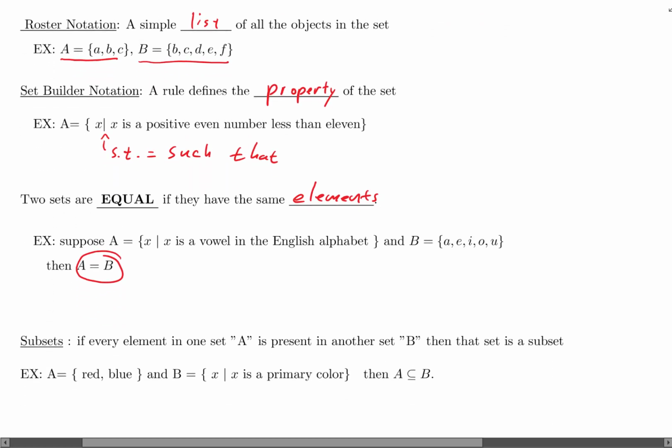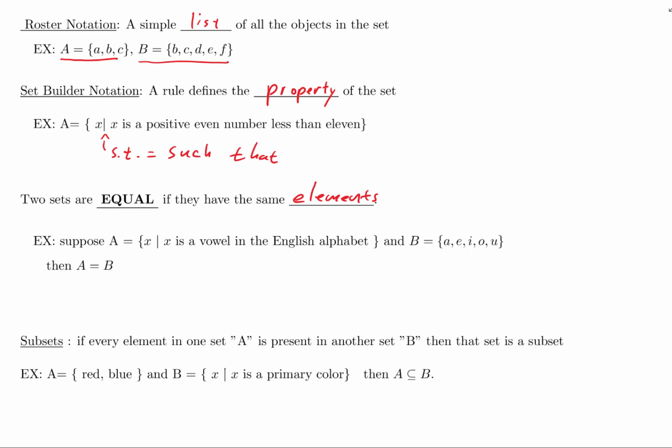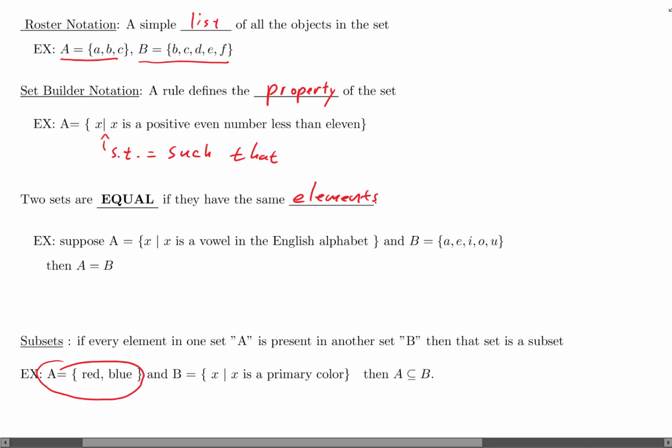Okay, now let's talk about subsets. So basically, if every element in one set A is also present in another set B, then A is a subset of the set B. So for example, we've got this one here, A equals red and blue, and then B is X such that X is a primary color. So note that all the elements in A are present in B, so we use that to describe that A is a subset of B.